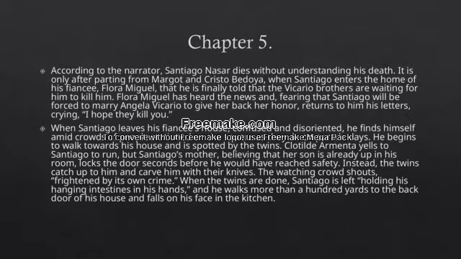This chapter, chapter 5, demonstrates the complicity of the town in the murder of Santiago, and also shows how they saw themselves as spectators rather than actors. Almost all characters heard about this news, that the Vicario brothers were going to kill this man. They saw themselves just as spectators, like an audience, rather than actors.